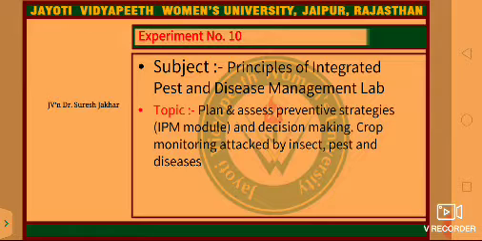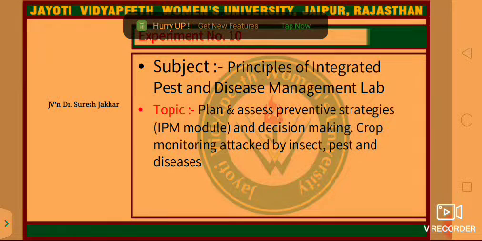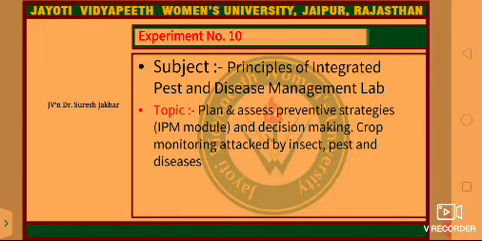Then for insect pests: woolly apple aphids, San Jose scale, and mites. Count and record the number of both nymphs and adults on the 5 randomly selected leaves per plant.